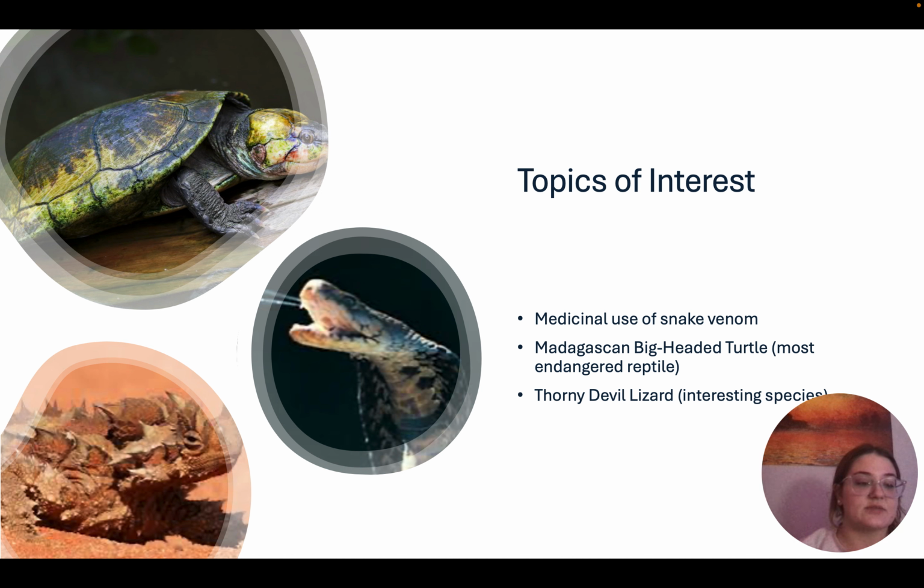As its name suggests, the big-headed turtle has a disproportionately large head, as you can see in the top image of this slide, which it's unable to retract into its shell. The distinctive feature is believed to help crack open hard-shelled prey like crustaceans or mollusks.